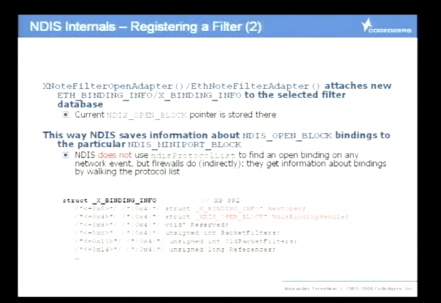So you see here that NDIS saves information about the binding in this open block, in the particular miniport block, using a direct pointer.